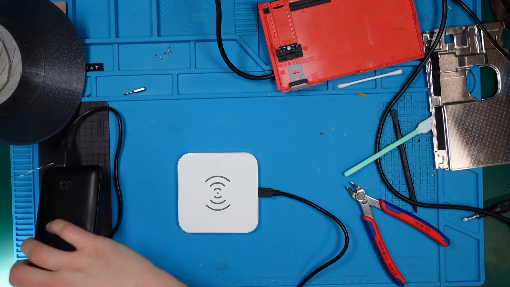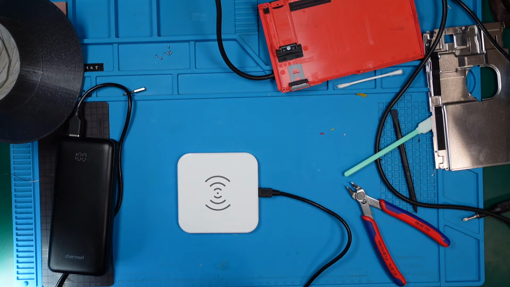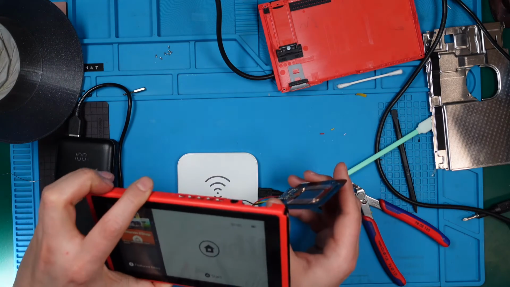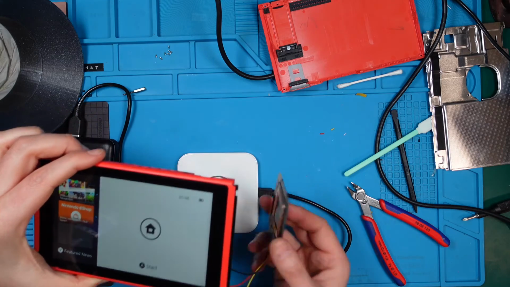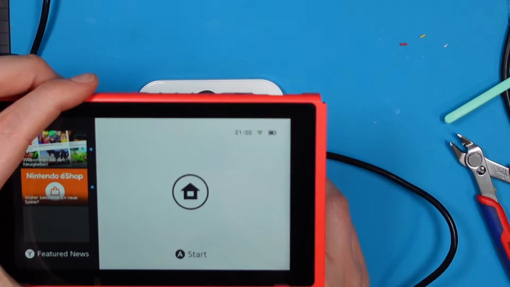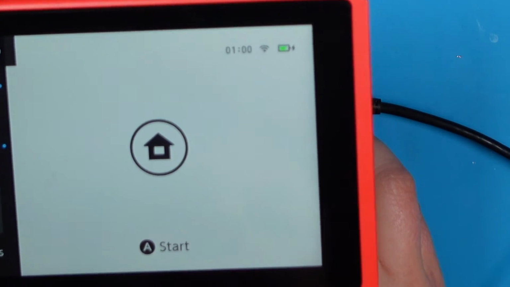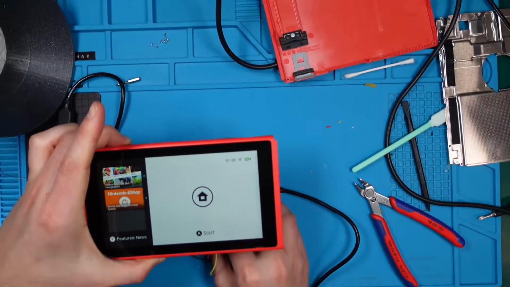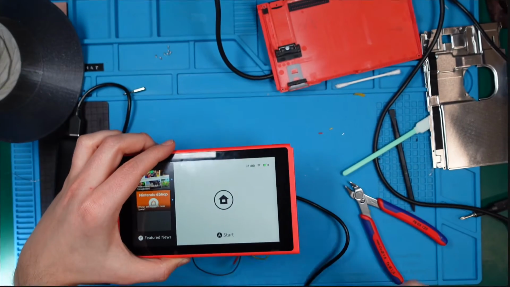So, charging mat, power bank, console. See, it's not charging. Let's place it and... Boom! It's working. Nice. Very good news.